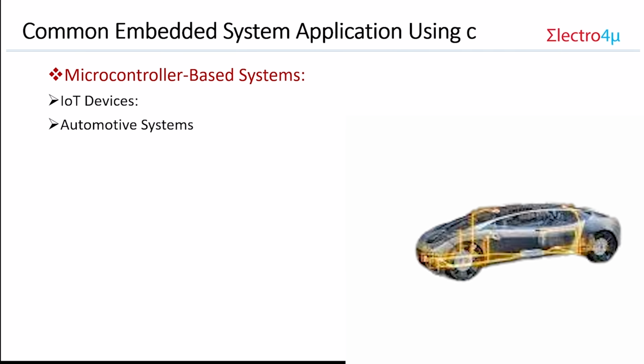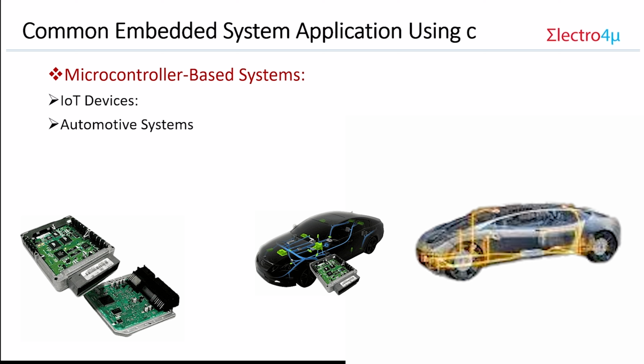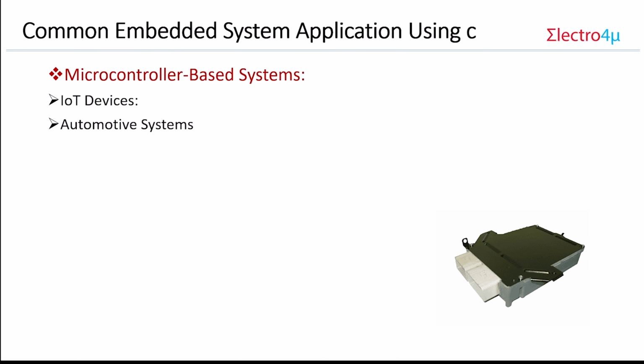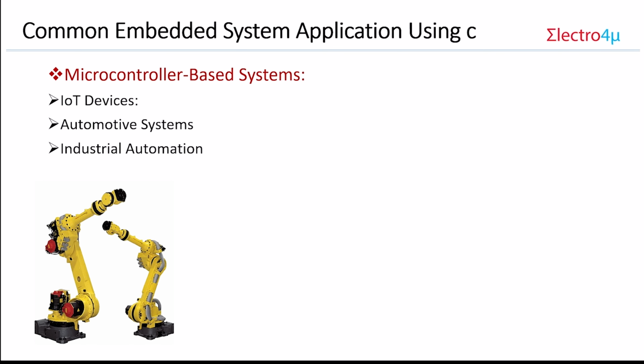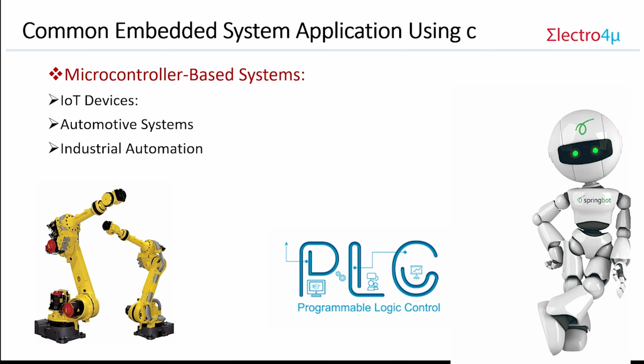Automotive systems. C is crucial in developing automotive embedded systems, including engine control units, ECUs, transmission control units, TCUs, and body control modules, BCMs. These systems handle fuel injection, ignition timing, and power window control. Industrial automation. C is used to program programmable logic controllers, PLCs, and other industrial automation devices. These systems control manufacturing processes, robotics, and machine tools.